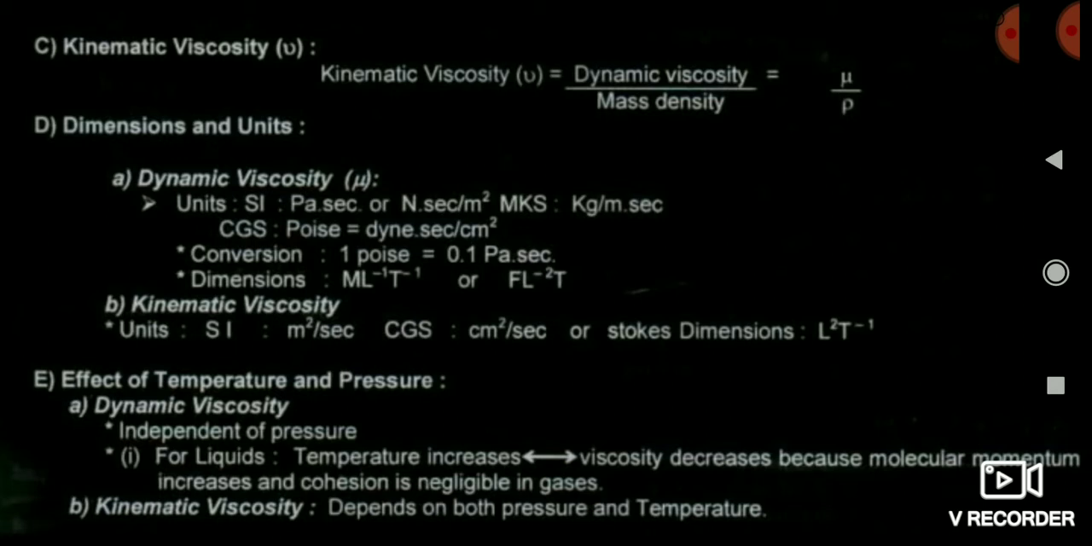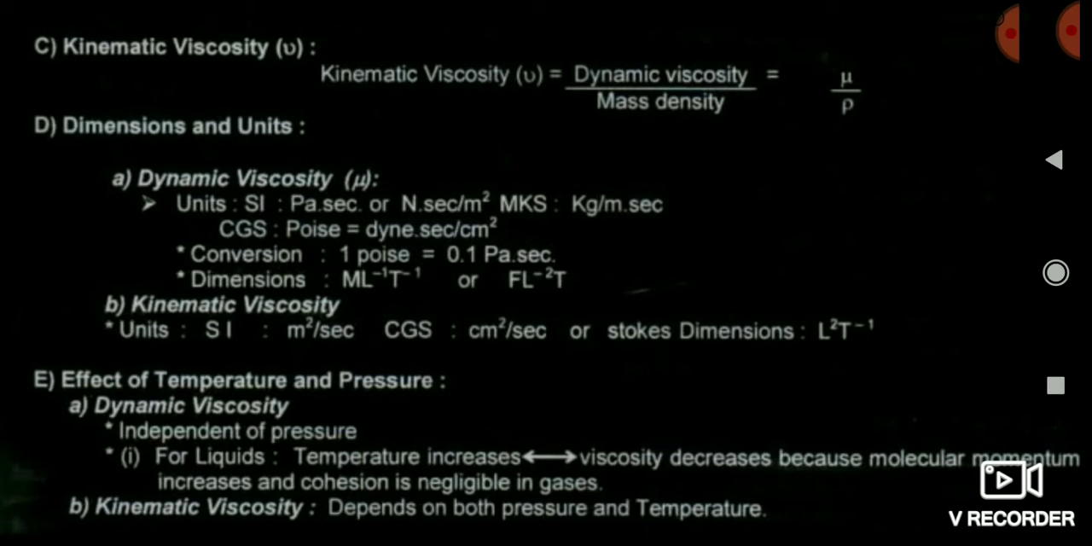And the units are also important. Dynamic viscosity unit is Pascal second, or poise. Poise is nothing but 0.1 Pascal second. Poise is mostly used in case of dynamic viscosity. So if you want to convert it into an SI unit, then you have to multiply by 0.1. Sorry, not multiply by 0.1, you have to multiply by 10. You have to divide by 0.1 because 1 poise is equal to 0.1 Pascal second. So 1 Pascal second is equal to 10 poise.